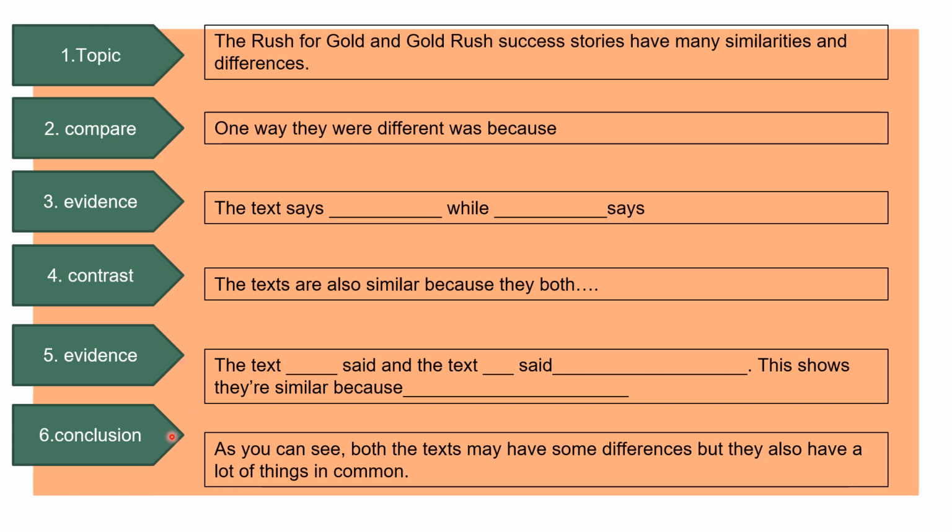And lastly, you should have a conclusion sentence. This is a lot like your topic sentence. You're going to still tell your reader what your paragraph is about, but you're going to use a couple of different words. For example, mine says, as you can see, both the texts may have some differences, but they also have a lot of things in common. So this right here shows the outline of what your paragraph can look like too. Make sure that you include the topic, the compare sentence with evidence, a contrast sentence with evidence, and a conclusion.